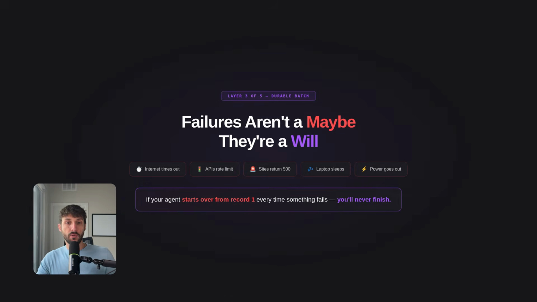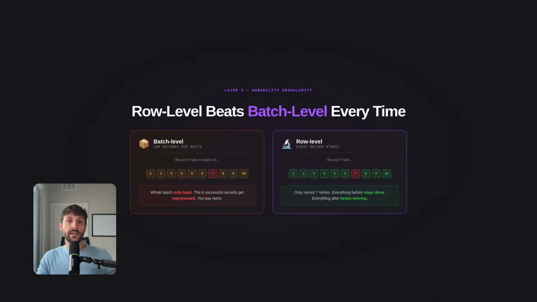Layer 3, durable batch architecture. When you process thousands of records, things will fail. Not might fail, they will fail. The internet times out, APIs rate limit you, a site returns a 500, your laptop sleeps, your power goes out. If your agent has to start over from record 1 every time something goes wrong, you will never finish. So the third layer is durability.